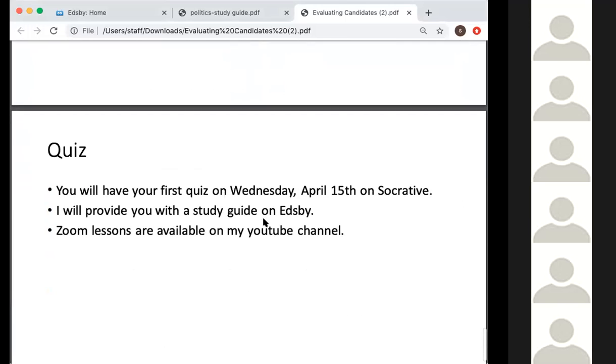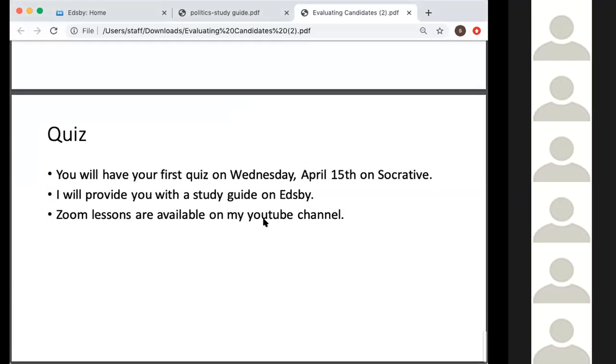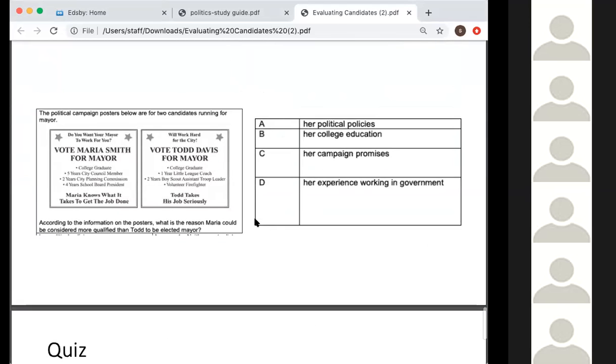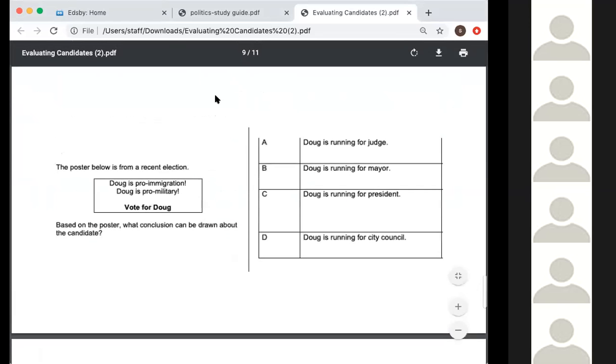Reminder, you have a quiz this coming Wednesday. That gives you a whole week. And as soon as we're done here, I'm going to post the study guide and some other information for you. The quiz will be on Socrative. It's just going to be 15 questions. The questions are going to be very similar to what you're seeing here.